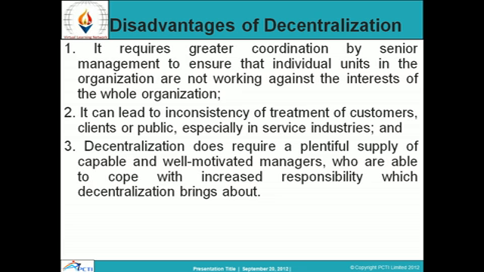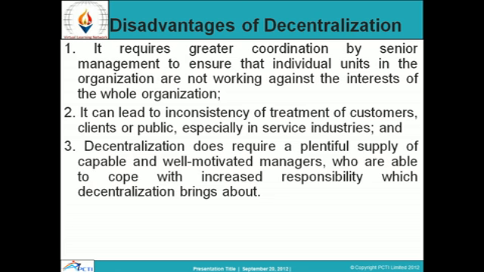Now, there are some disadvantages of decentralization also. It requires greater coordination by the senior management to ensure that the individual units in the organization are not working against the interest of the whole organization. Right? So there must be proper coordination between the senior people so that proper networking of interest can be generated. It can lead to inconsistency of treatment of customers, clients or public, specifically in the service industry.